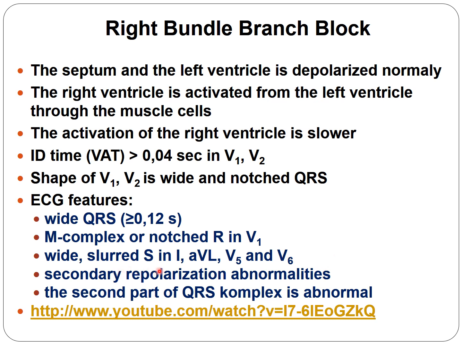Secondary depolarization abnormalities can be seen because when the depolarization is altered, the repolarization is altered as well. So this is why the T wave is inverted. ST depression and inverted T can be detected. The second part of the QRS complex is abnormal. The first one is correct, however, the second one is abnormal.